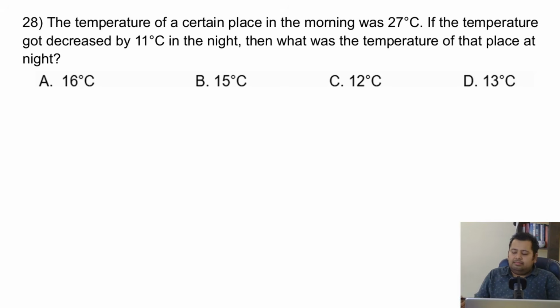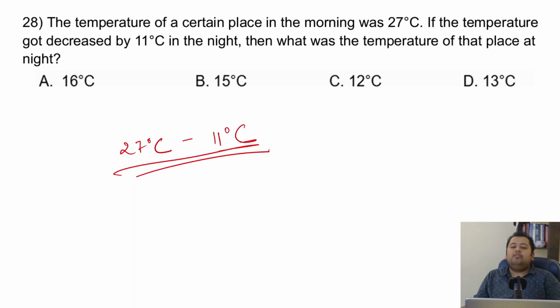Again, go to the comment section. Just let me know what the answer is. It's a very simple one. So current temperature in the morning is 27 degrees centigrade. If the temperature reduces by 11 degrees centigrade in the night, then what is the answer? Just simple subtraction. Go to the comment section. Let me know what the answer option is.